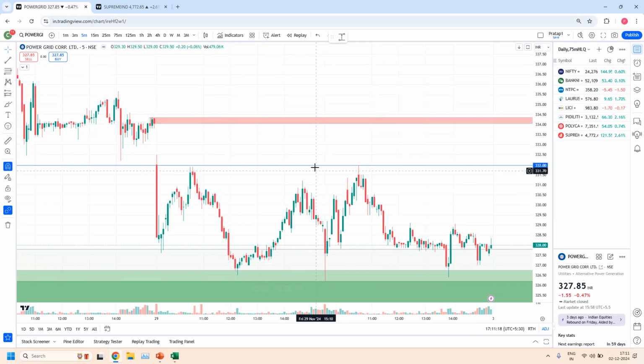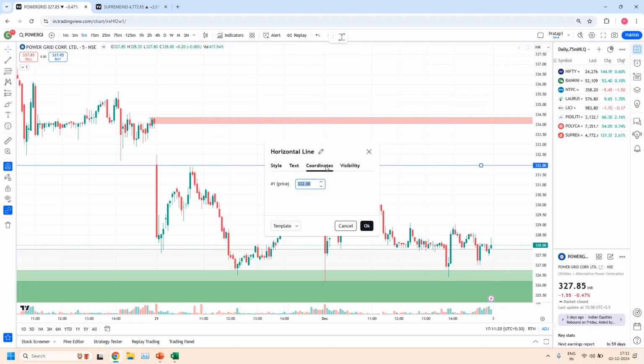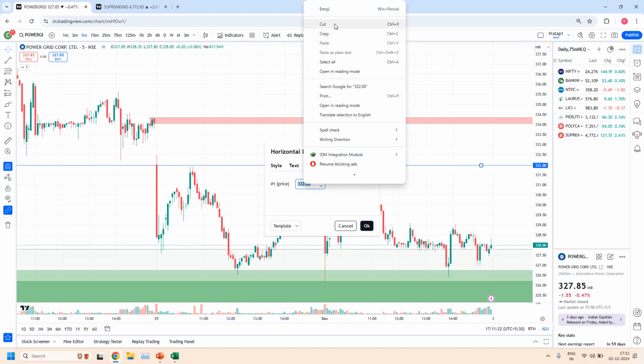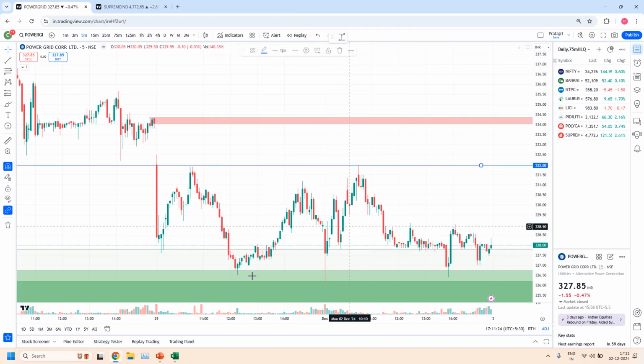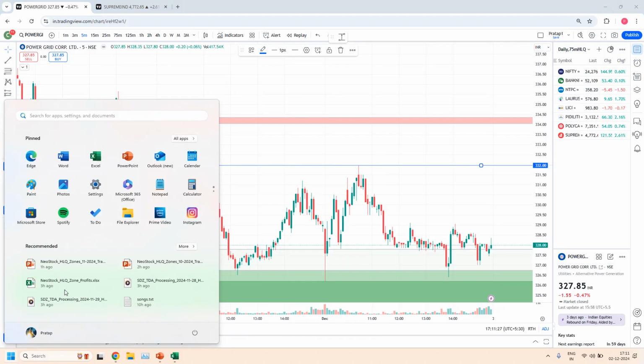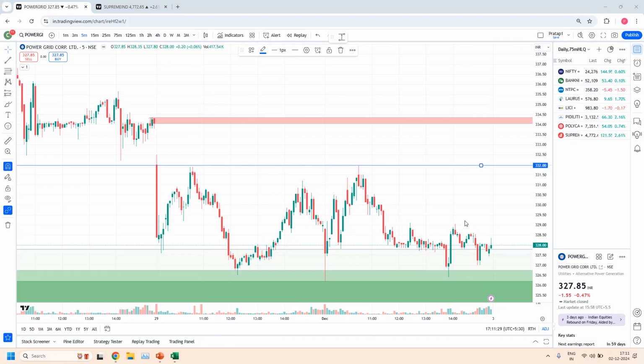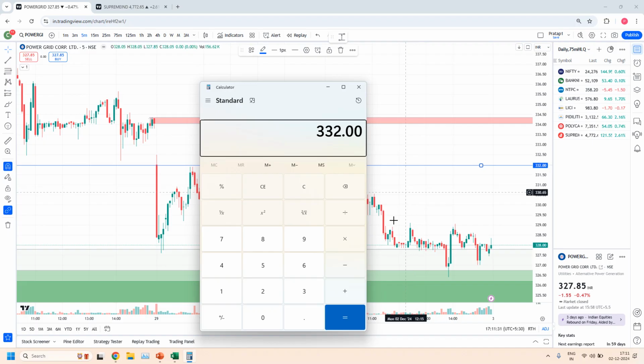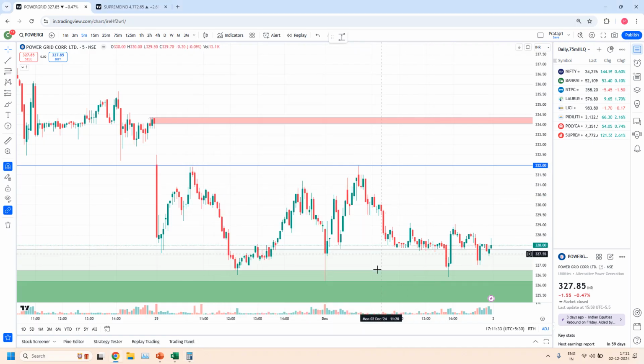See, from this entry to this, how much profit would you have got? This is 322. Let me open a calculator. 322 minus, so what is our entry?